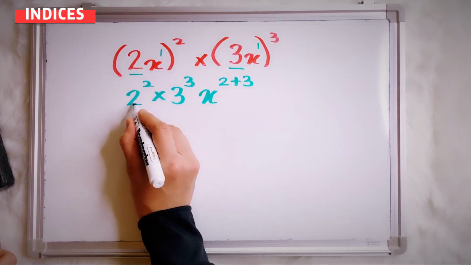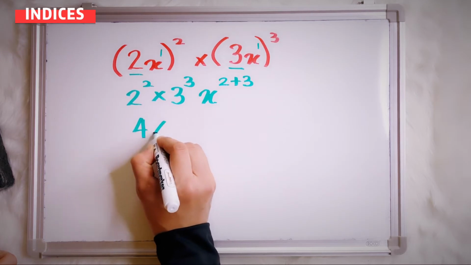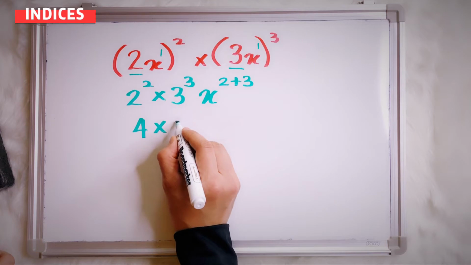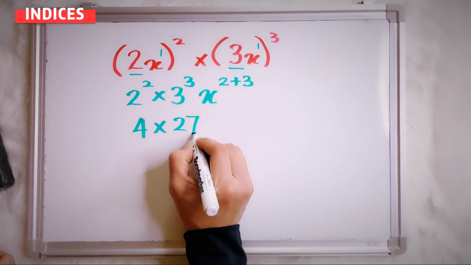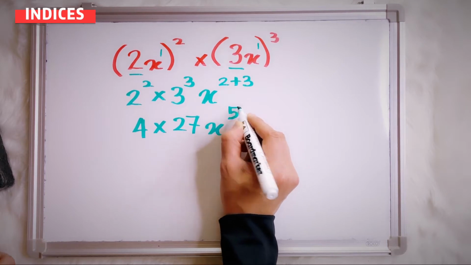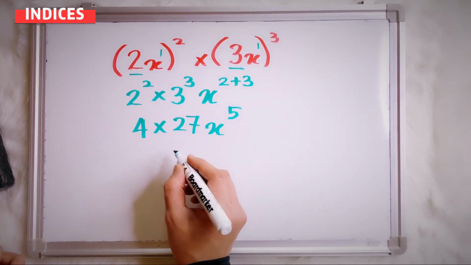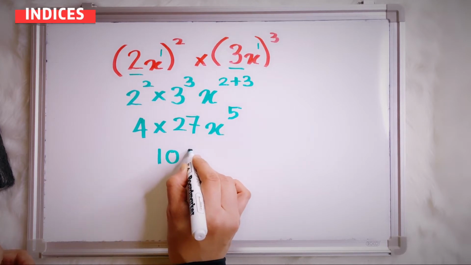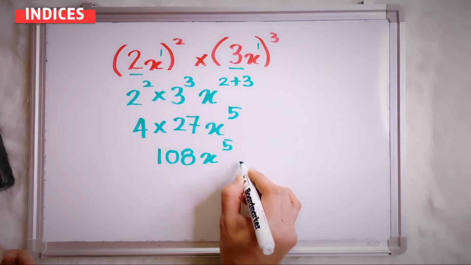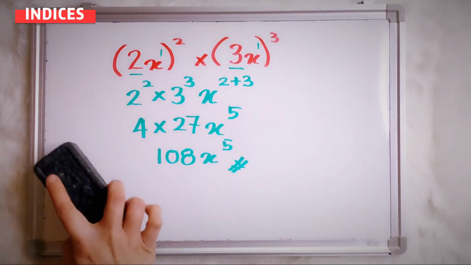So now 2 power of 2 means 4. Okay, 3 power of 3 means 27. So your x power of 5. So 4 times 27, it will be 108 x power of 5. Easy? Alright, you proceed.